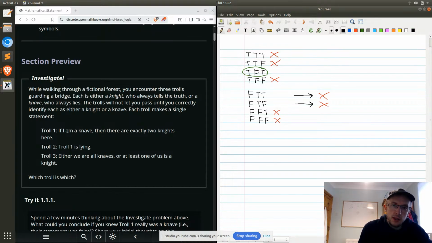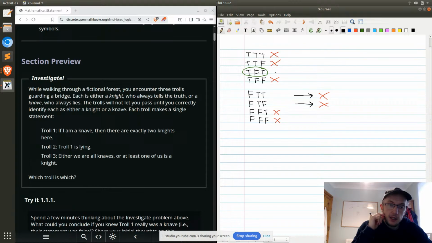I think that troll 1 is a truth teller, troll 2 is a liar, and troll 3 is a truth teller. Now let's see if that's consistent. Okay, so troll 2 is a liar, and troll 2 is making the statement that troll 1 is lying. And he's lying about that, and therefore he's actually secretly making the statement that troll 1 is telling the truth.